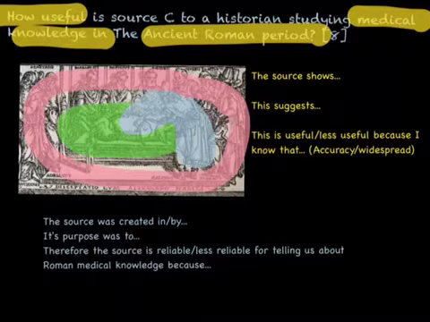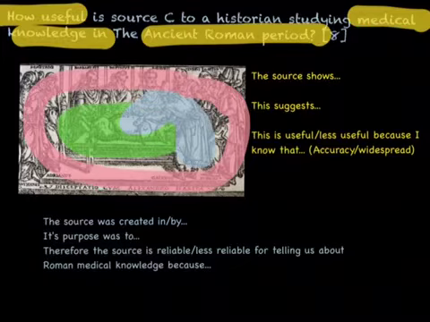This suggests, well, what does it suggest about medical knowledge in the ancient Roman period? This suggests that in the Roman period, the Romans were developing new knowledge on anatomy, because obviously he's doing that live dissection to find something out about the body. So I've said what I can see and what that suggests about the topic in the question, medical knowledge in the ancient Roman period. Now we need to go a little bit further.